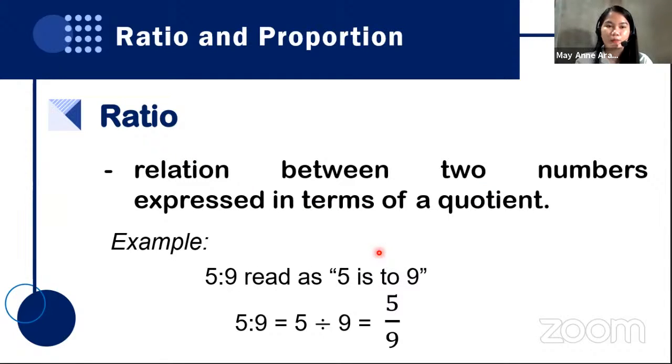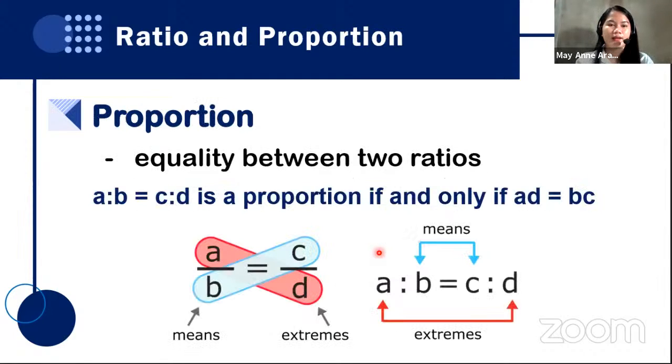Okay, how about the proportion? Proportion is the equality between two ratios. We can say that A is to B equals C is to D is a proportion if and only if the product of A and D is equal to the product of B and C, or the product of the extremes is equal to the product of the means.